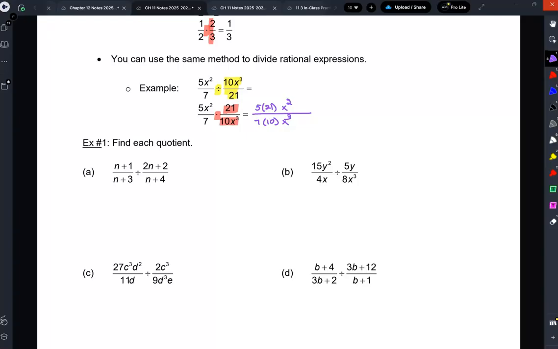Okay. So here, the 5 and the 10 reduce, right? So I get 1 and 2. And then what else reduces? The x and the 3. And the 7 and the 21. Right? So the 7 and the 21 reduce, and then so do the 5 and the 10. So I have 3 over 2, and then x on the bottom. Any other questions?